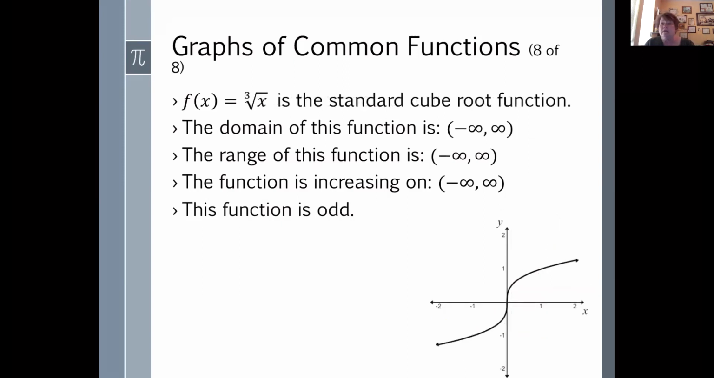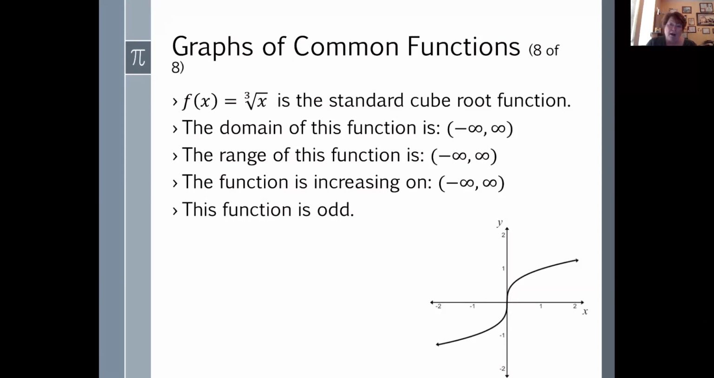Our last common function is the cube root function. f of x equals the cube root of x. That's the standard cube root function. The domain of the standard cube root function is the set of all real numbers. I can take the cube root of any real number, positive or negative, I can take the cube root of it. The range of this function is also the set of all real numbers.